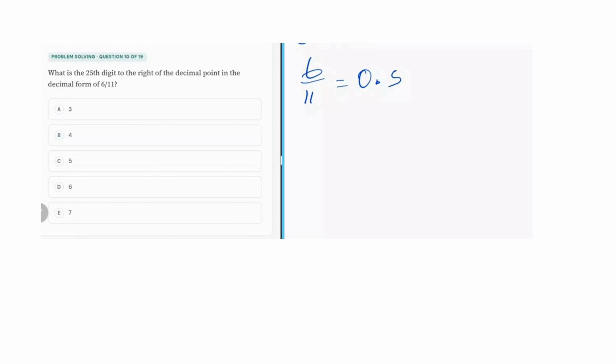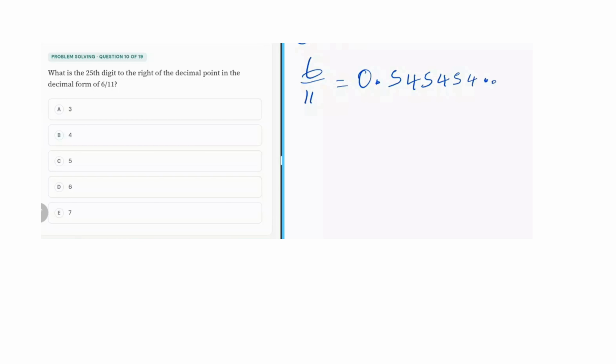60 minus 55 is 5. 50 divided by 11 will not go, but 44 divided by 11 will be 4, so we put 4. What is now remaining is 6. We add 0, it becomes 60. So you see, we are back to the 60. And that's 5. The next one 4. The next one 5. The next one 4.